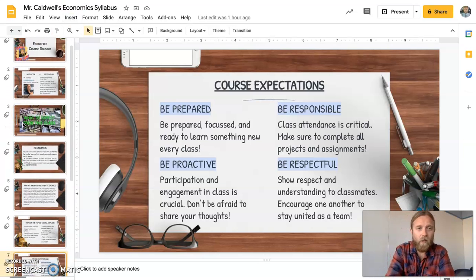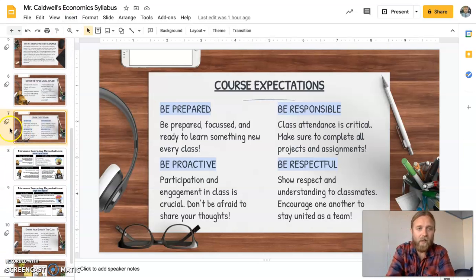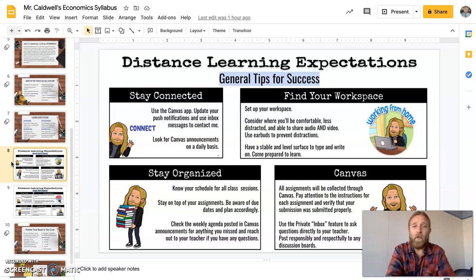Even here, looking at my syllabus for my economics class, I made sure to make a point of being prepared, being responsible, being proactive, being respectful, and encouraging them to work together as a team, giving them tips for how to connect and how to work through distance learning. This whole scenario is new for teachers and for students, so there's no real playbook or blueprint that we're all given for this. We've all been doing our best to get through this.